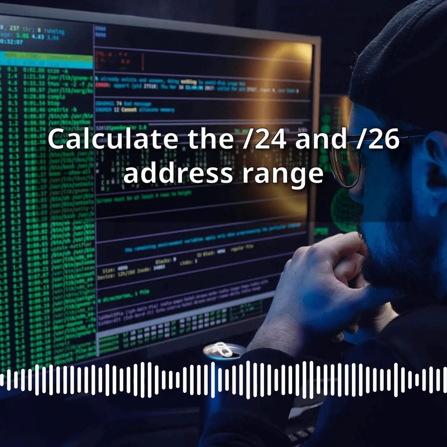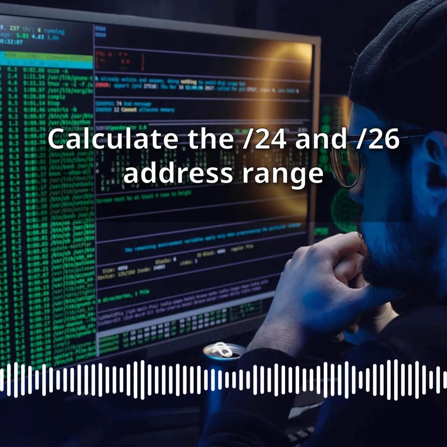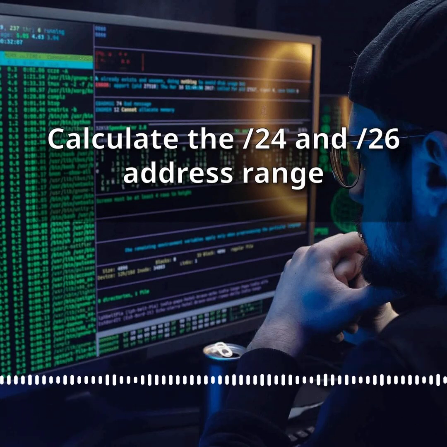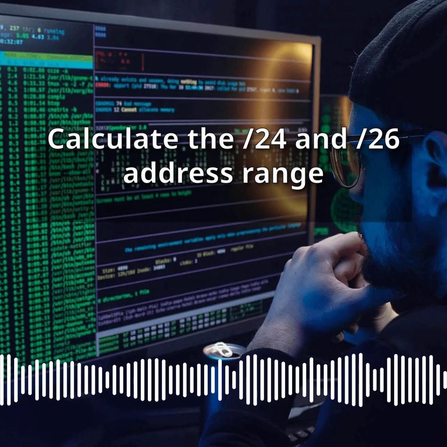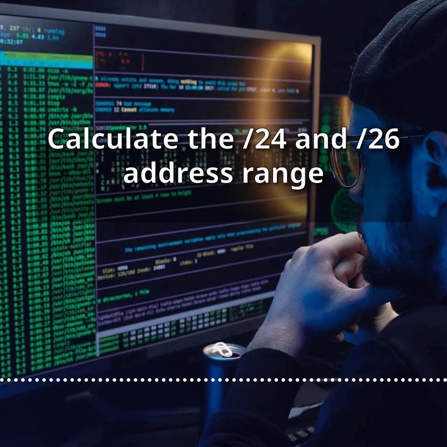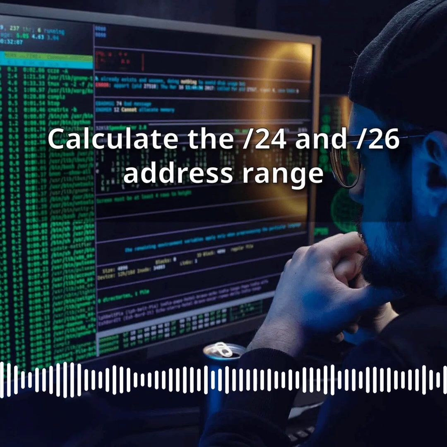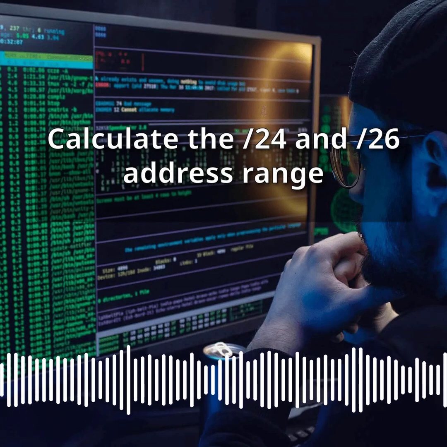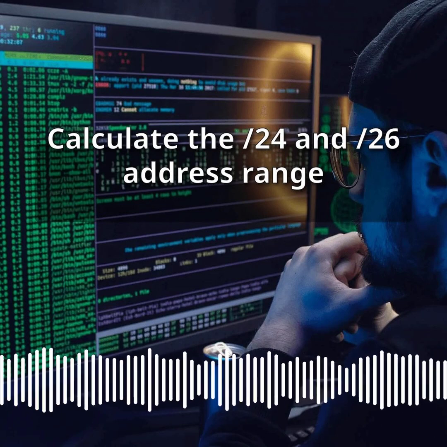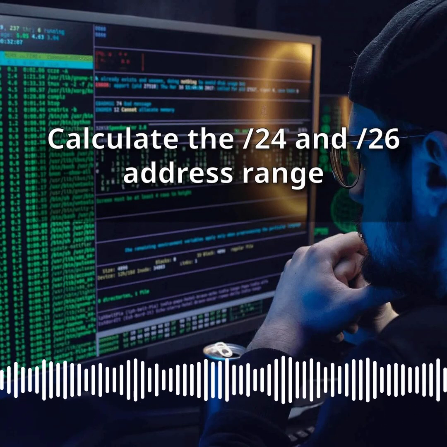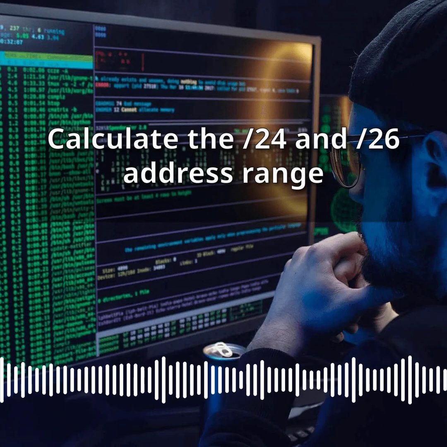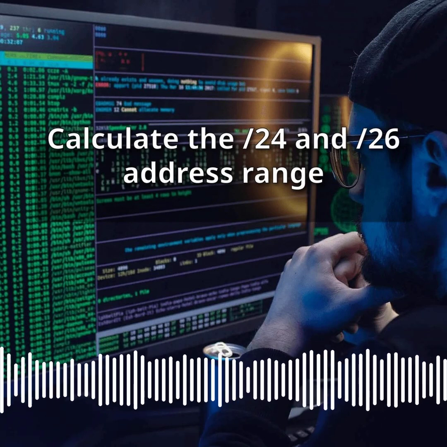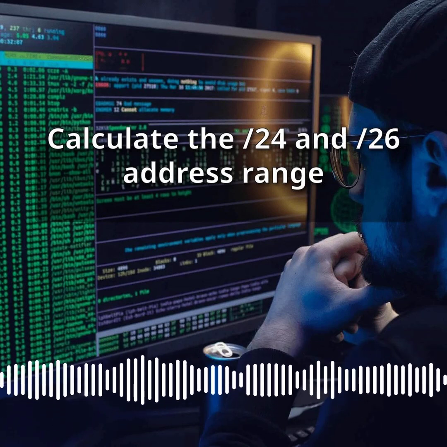Part 2, /26 range calculation and subnet division. Now take the network 192.168.1.0/24 and divide it into /26 subnets. Identify how many /26 subnets fit inside a single /24. For each resulting /26 subnet, calculate and document the network address, the broadcast address, the usable host range, and the total number of usable hosts. Present your results in a structured table or clearly formatted list.